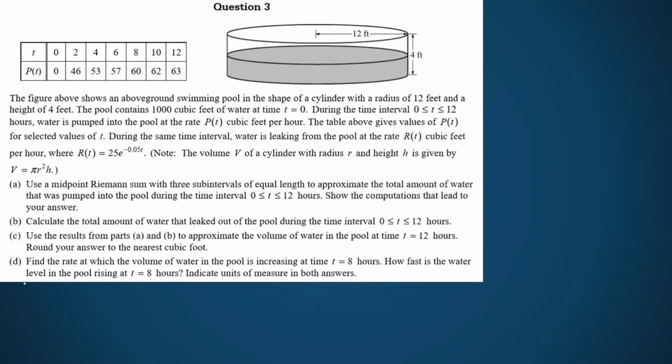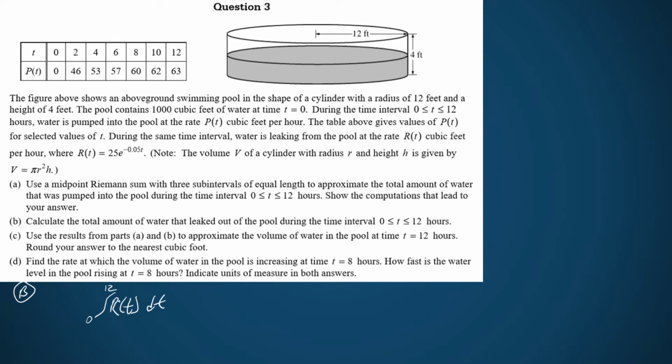Okay, for part B, I want to figure out the total amount of water that leaked out of the pool during the first 12 hours. So I'm going to jump over to Junho. What should we do? The integral from 0 to 12 of R(t) dt. Okay, perfect.